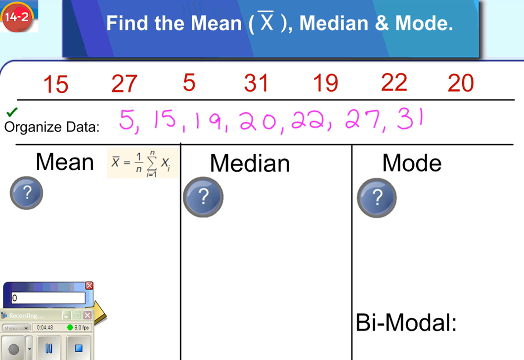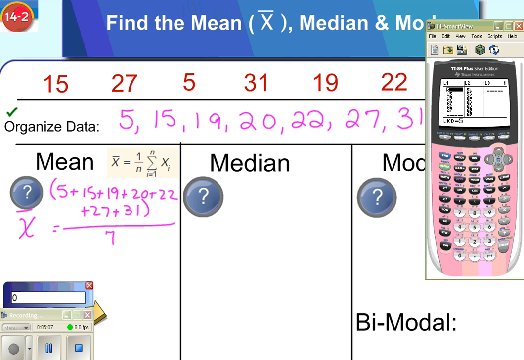Now, you know how to do mean. I could take and add 5 plus 15 plus 19 plus 20 plus 22 plus 27 plus 31 and take all of that and divide it by the 7 pieces of data, and that would give me my X bar or mean. But also your calculator will calculate that for you if you'd like it to. Looks like I'm missing number 31. I'm going to get that in here real quick.